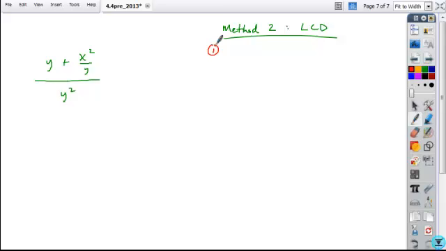Okay, what you're going to do in this second possible method that you can use for complex fractions is you're looking to multiply the numerator and the denominator by the exact same quantity, and that quantity is the LCD of all fractions involved in the problem. So you're going to multiply the complex fraction by the LCD of every fraction in the whole expression.